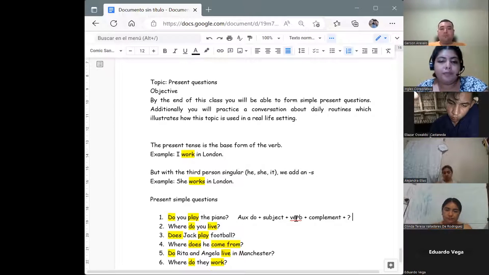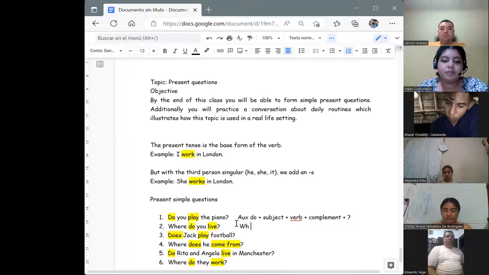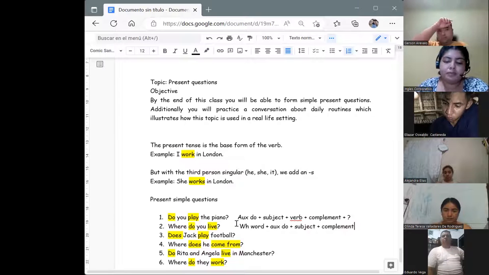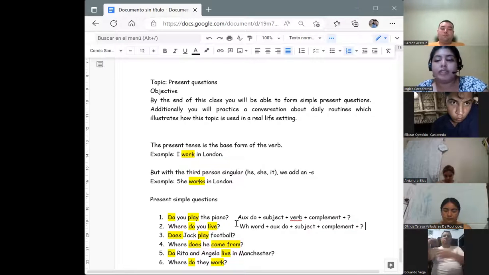Ahora, and the next one, number two, WH word, plus auxiliary, plus subject, plus complement, plus question mark. Ahí tenemos una WH word, que son las palabras que utilizamos para crear preguntas.